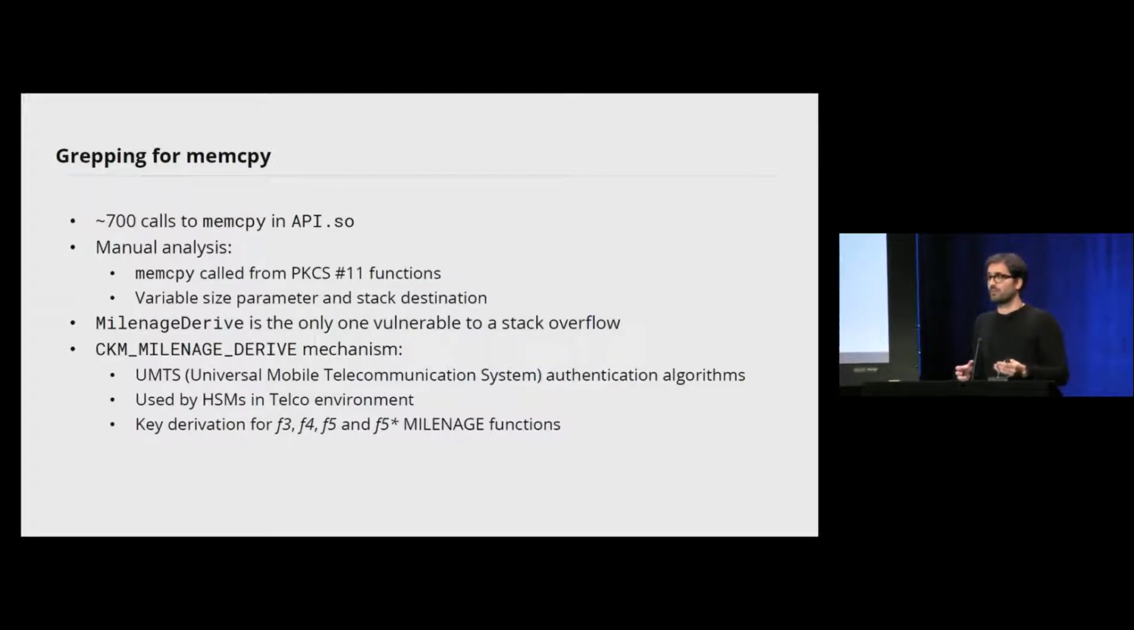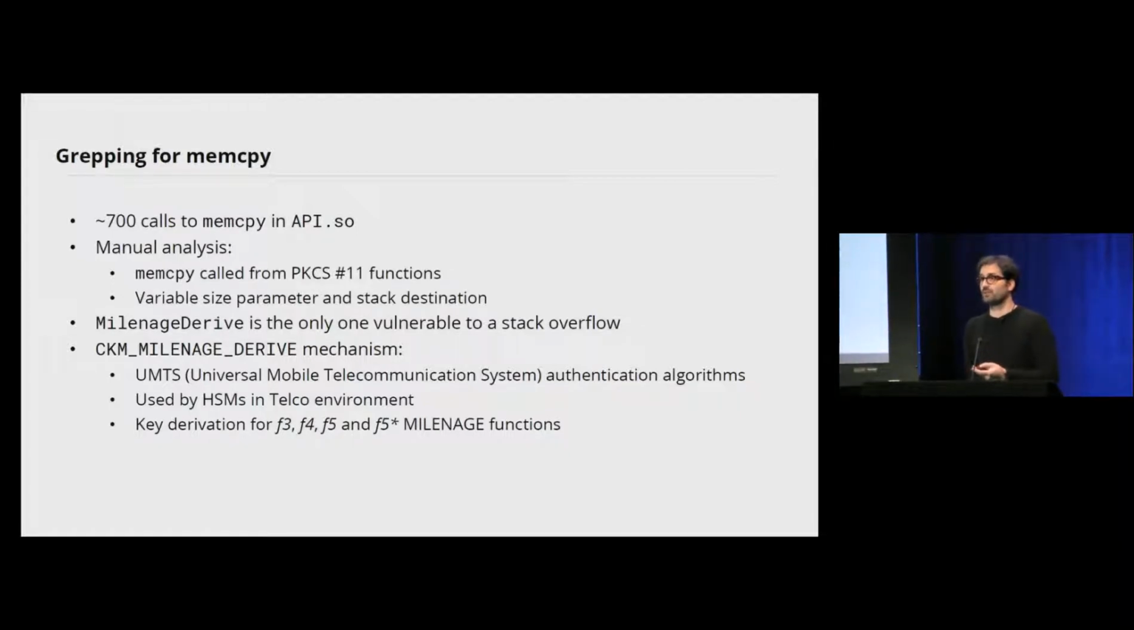So we looked at basic memory corruption bugs, stack-based buffer overflows. We did a manual analysis and grabbed calls to memcpy to find a vulnerable call. There were several hundred calls to memcpy, but this can be done quite easily manually. After a couple of hours, we found a single call that was vulnerable to stack overflow in the Milenage derivation mechanism.